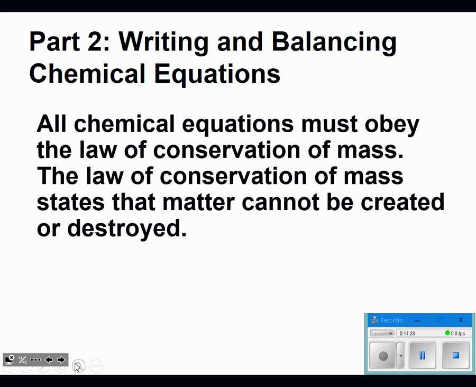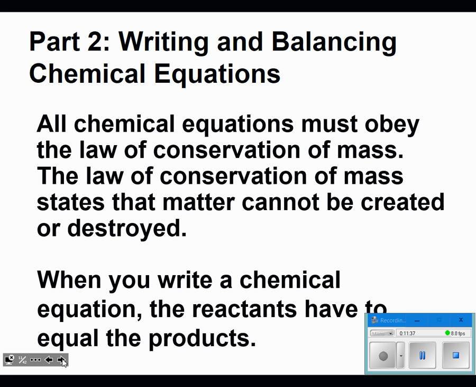And so that's the important thing. We also can't just destroy them and make them disappear. But we can, like I said, rearrange them and put them in a different format. Because of that, when you write a chemical equation, everything that you have element-wise as a reactant has to exist in element form some way in the products. It might look different, it might be combined differently, but there has to be the same number of that element on both sides to satisfy the law of conservation of mass.